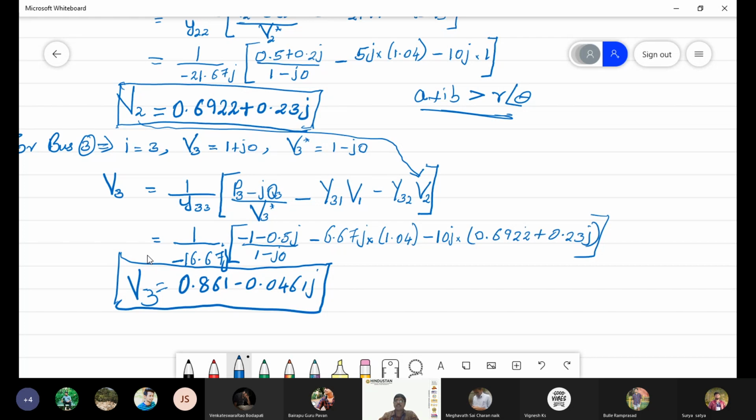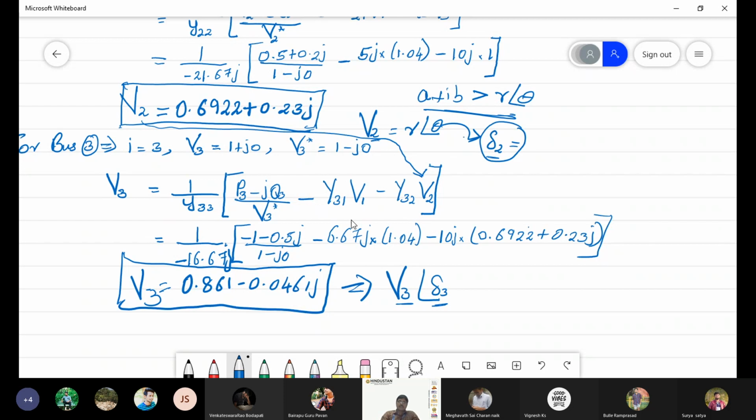If you convert, you will get one real term, that is V2 equal to R comma theta. This theta will tell you about the delta, right? So we can find delta in this manner. Just change A plus IB to R comma theta, and we get V2 in magnitude and delta the angle. Similarly here we can find V3 and delta 3, right? Therefore we will get all the unknown values of V3, delta 3, and similarly V2 and delta 2. So this is the way you need to do these problems.